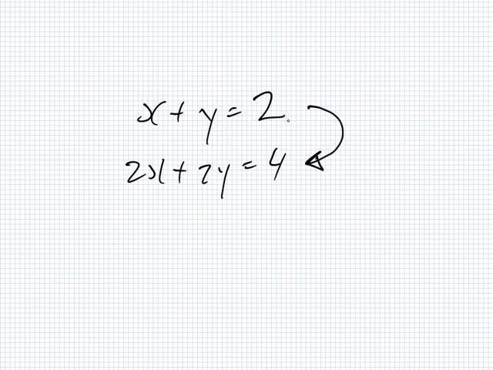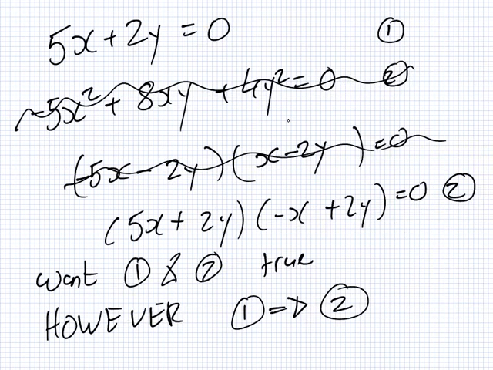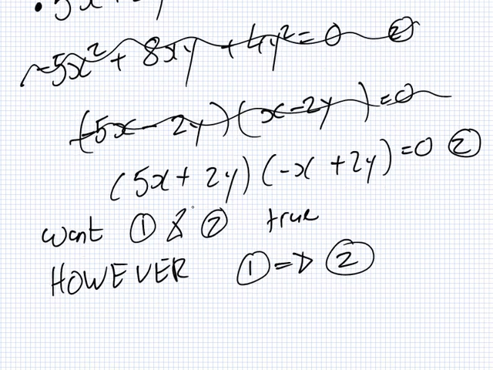If I asked you to solve this, why is this impossible to solve? Because it's the same. This follows from this. So you don't really have 2 equations. And the same thing is happening here. You actually only have 1 equation, which makes it impossible to solve. So as long as this is true, then you guarantee the second one is true.